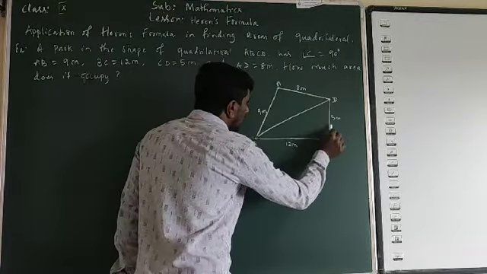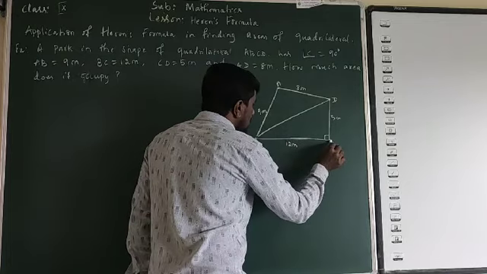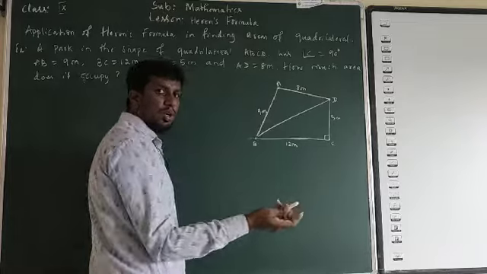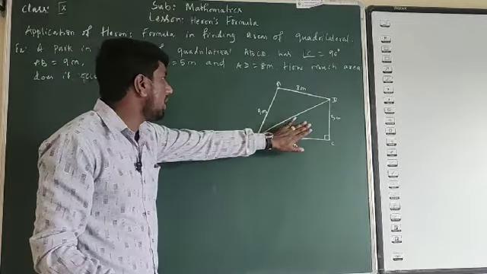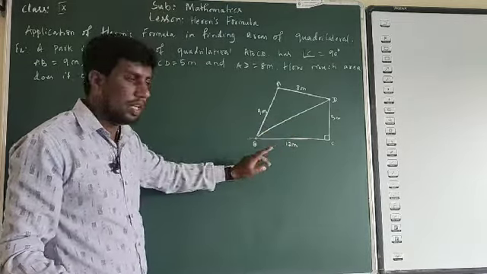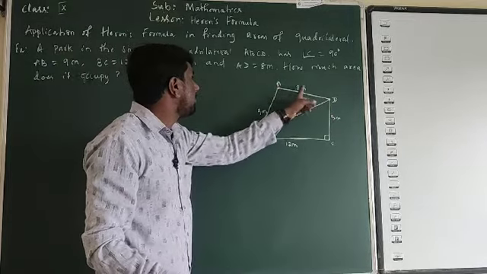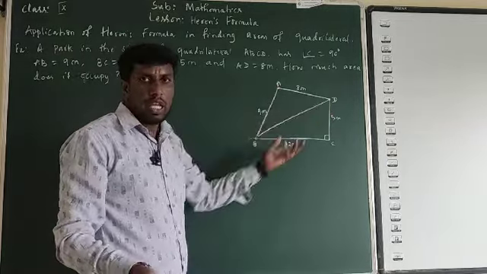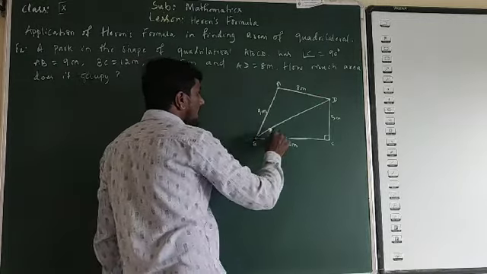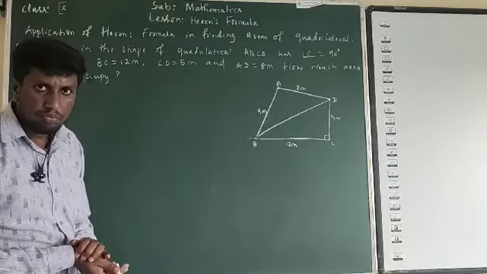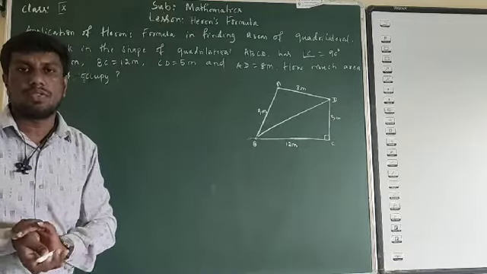So what is the base? If I consider triangle BCD, BC is 12 meter. That is the base. Height is 5 meter. That is the height. So we know the base, we know the height, and I can find out the area of this triangle very easily. Now coming to the triangle ABD, it is a scalene triangle. We don't have a base and we don't have a height. It is very difficult to find out the height. There we need to use Heron's formula.